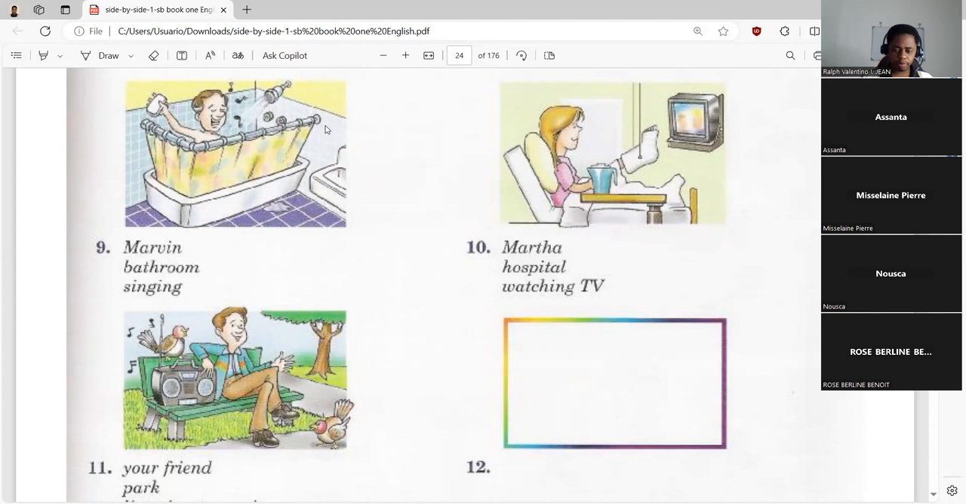Continue. Where is Marvin? He's in the bathroom. The other question, you must tell me about activities. What is he doing? What is he doing?